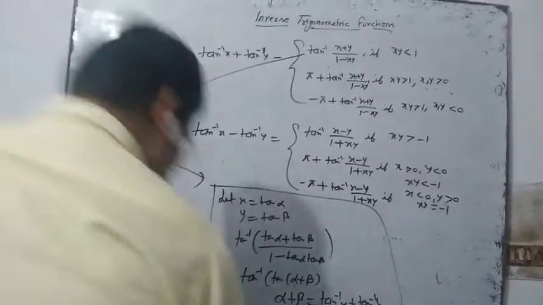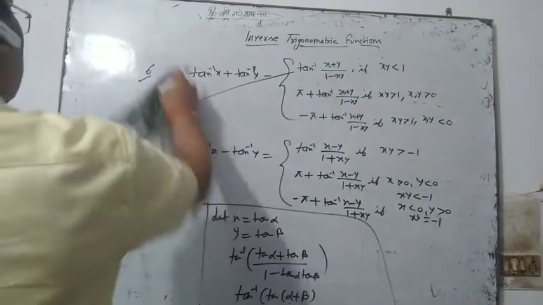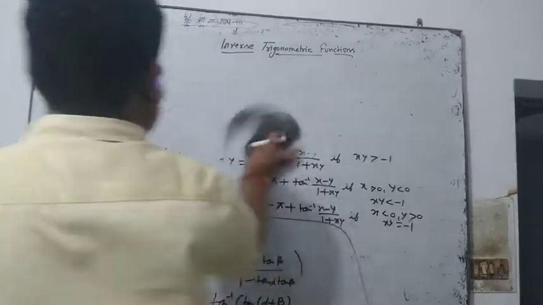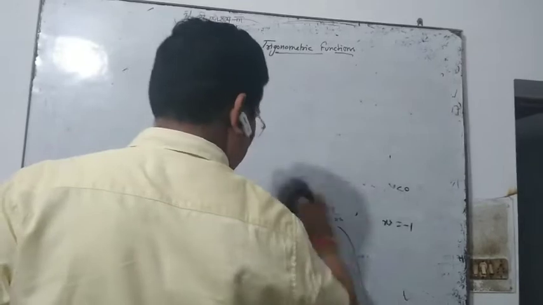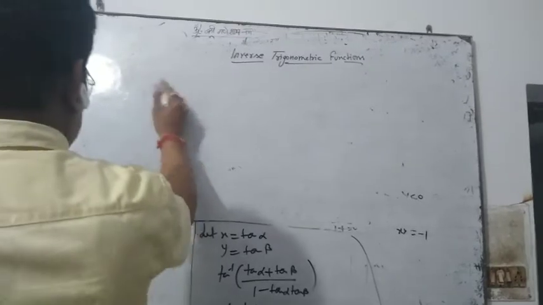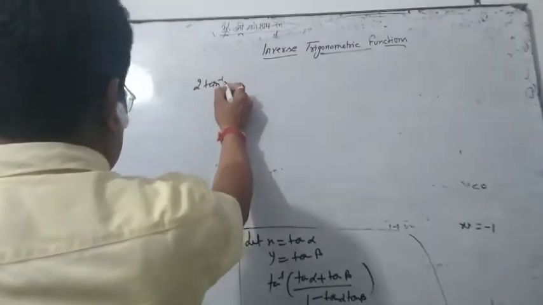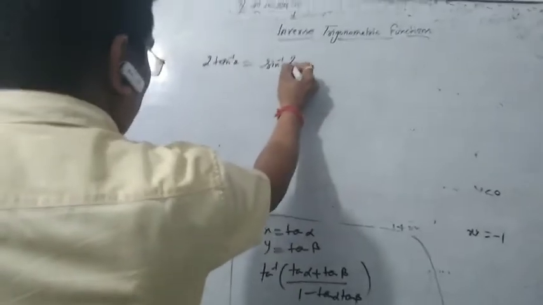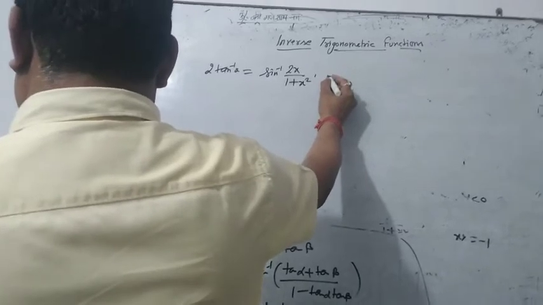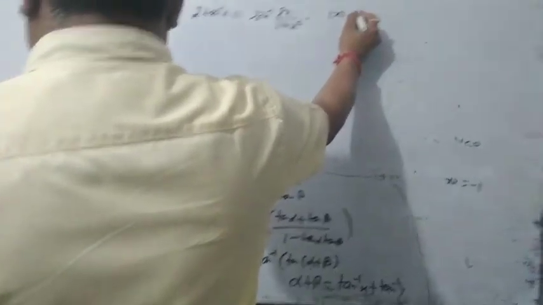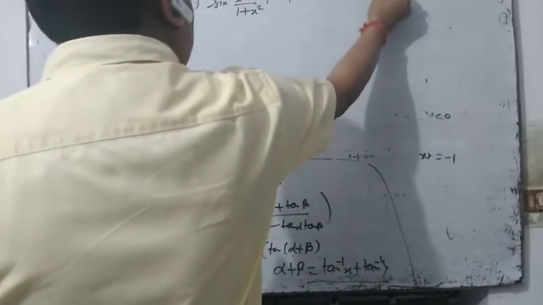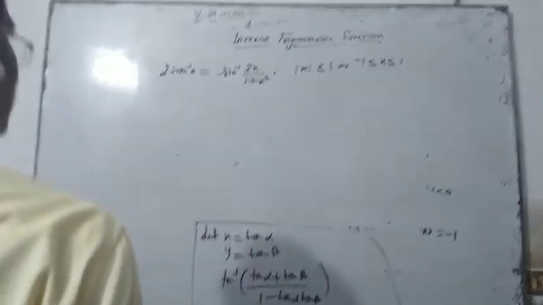Next, property number 7. Property number 7 is based on 2 sin inverse x, 2 cos inverse x, 2 tan inverse x. So first of all, 2 tan inverse x. 2 tan inverse x is equal to sin inverse of 2x upon (1 plus x square), where mod of x is less than or equal to 1, or minus 1 is less than or equal to x less than or equal to 1, and it lies between minus 1 to 1.